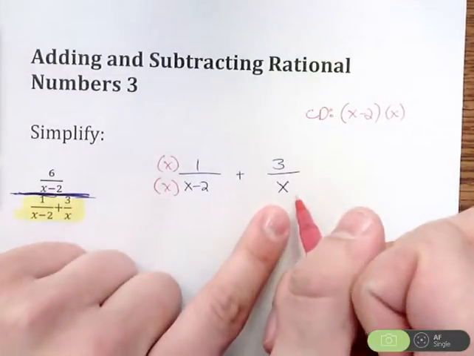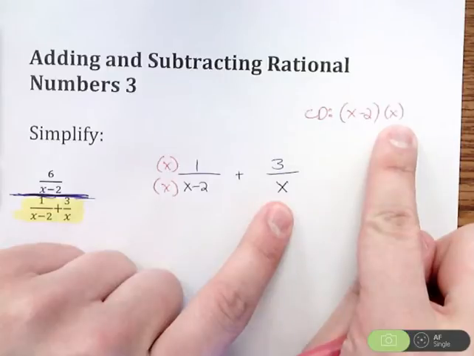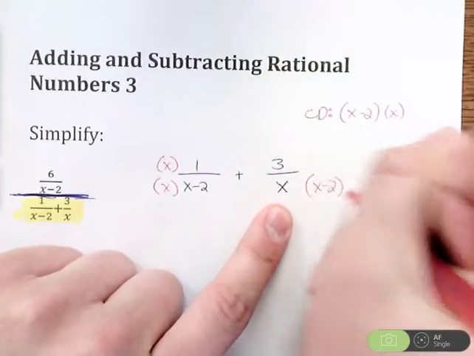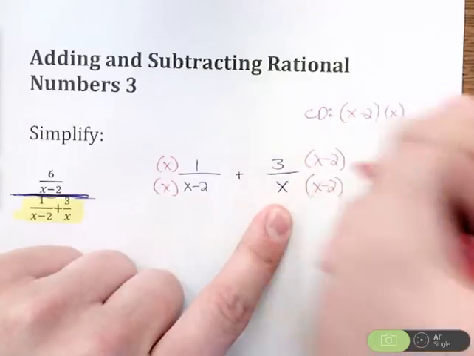And then over here I have 3 divided by x. I have that plain old x piece that I need for my common denominator. I'm just missing that x minus 2. So I'm going to multiply the bottom and multiply the top.